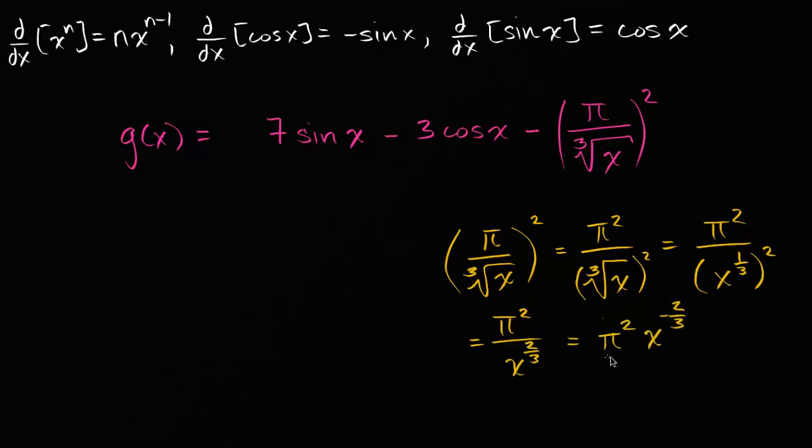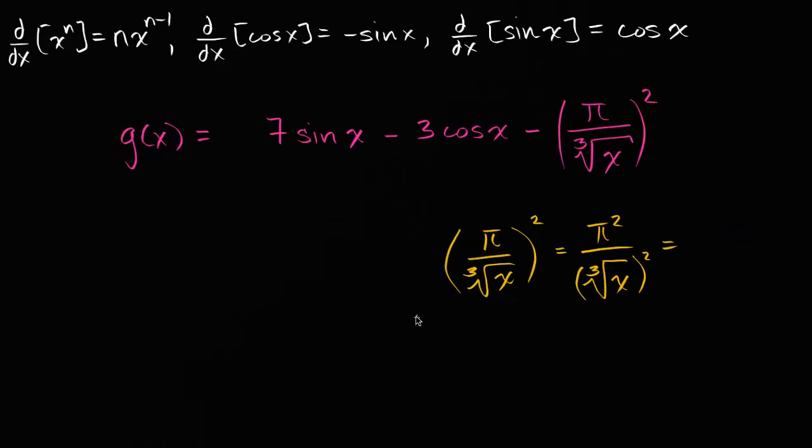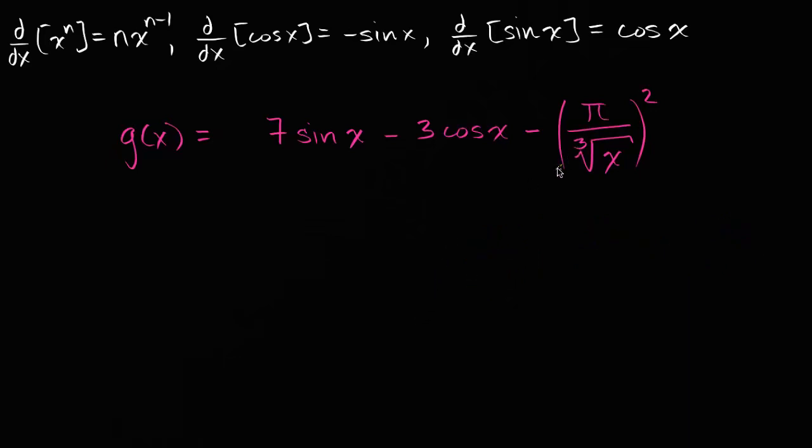So when you write it like this, it starts to get into a form where you're like, oh, I could see how the power rule could apply there. So this thing is just pi squared times x to the negative 2/3 power. So actually, let me delete this. This thing can be rewritten as pi squared times x to the negative 2/3 power. So now let's take the derivative of each of these pieces of this expression.